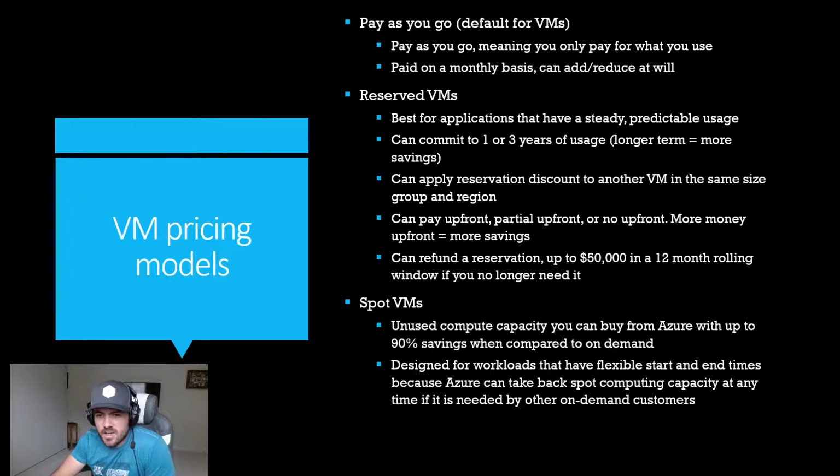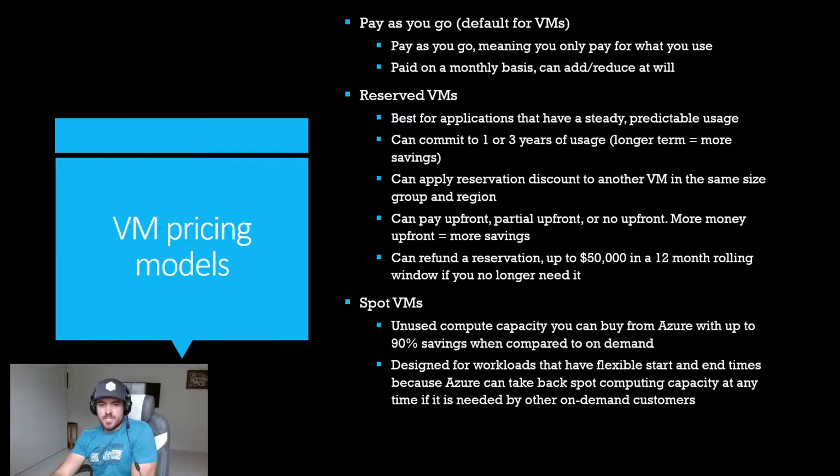Okay. You could also do partial upfront, which is going to lower the monthly payment you pay for your VMs, or you could do no upfront, which is going to leave you with the highest monthly payment. Okay. You can also refund a reservation up to 50 grand in a 12-month rolling window if you no longer need it.